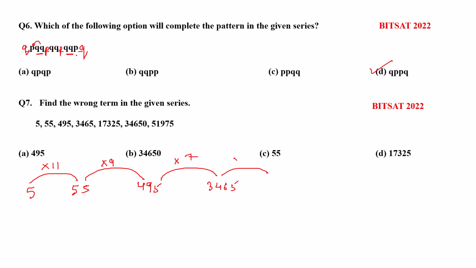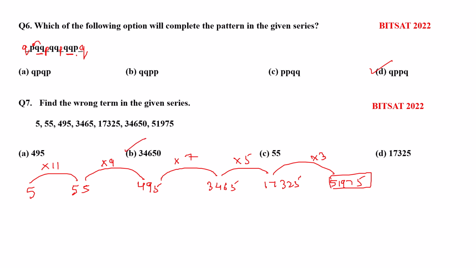So 495 into 7 is 3465. Next multiply by 5 is 17,325. So next you have to multiply by 3. But if you multiply by 3, you will not get 34,650. You will get 51,975. So from here it is clear that B is the wrong term.